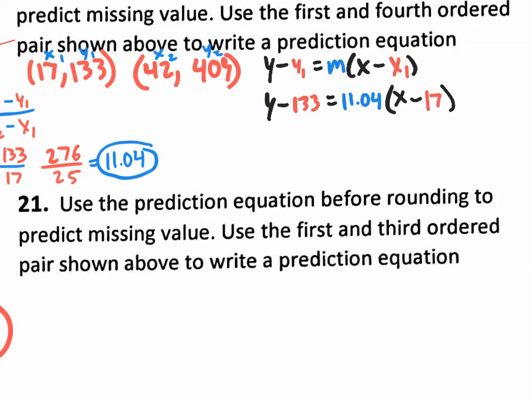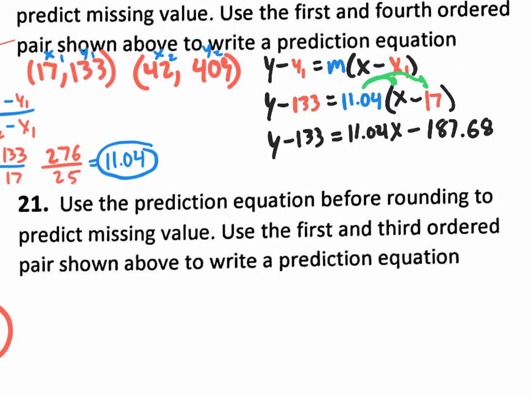Okay, now the prediction equation, when you look at your multiple choice answer, is going to be written in y equals mx plus b form. It's not going to be left in point slope form. So we're going to have to do some math, and again, the calculator is your friend, right? 11.04 times x is 11.04x, but 11.04 times negative 17 is what? 187.68. Okay, and we end up with still y minus 133 on the left.